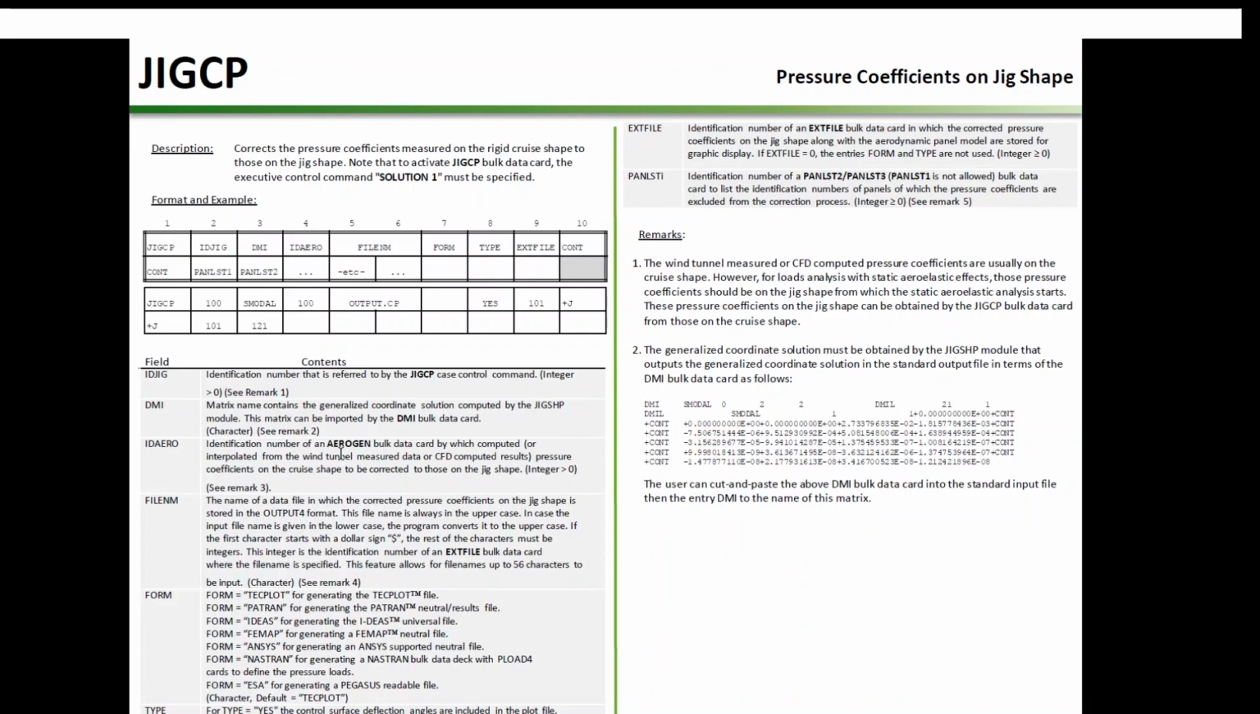Again, it refers to the AEROGEN card, and you can use IMPCFD and CFD1 CPSPLINE cards to replace the linear computed one. Then you have a file where you can store the corrected pressure in an output format, and also you can plot the CP on the jig shape. Okay, that's the end of chapter 10.